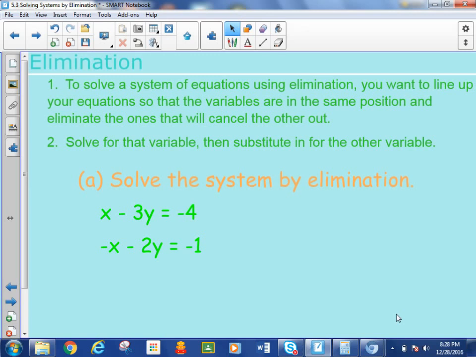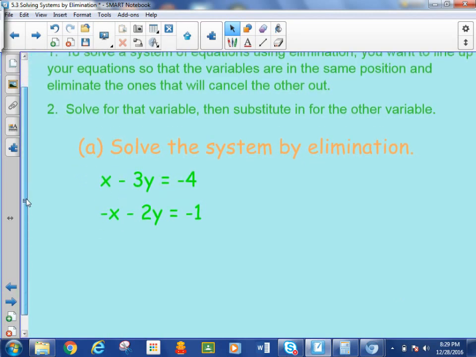So here's an example. We have x minus 3y equals negative 4, and our second equation is negative x minus 2y equals negative 1. In our previous lessons, we've always gone through and worked to get y by itself. In solving by substitution, it was either x or y. Algebraically, we tried to always get it to say y equals, just because we were used to graphing those. When we graph them, we get it into the y equals format. In this, we don't have to do that, but we do have to make sure that we get our x's and our y's in the same position in each equation.